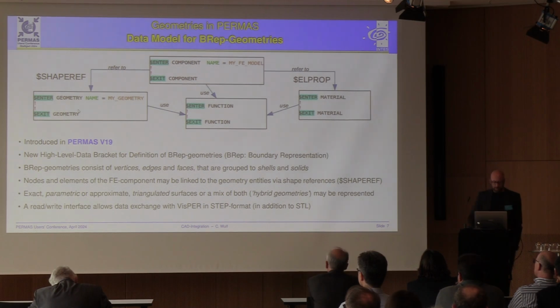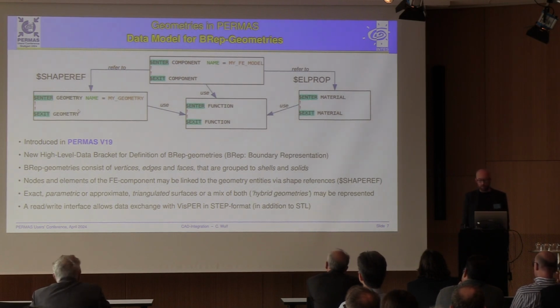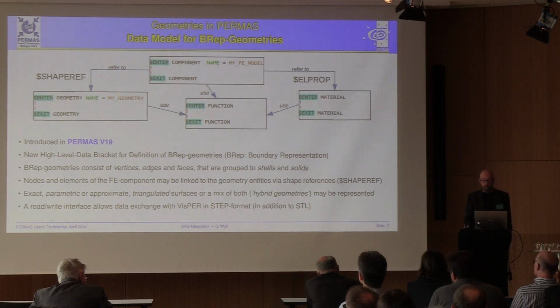Now, these boundary representation geometries consist typically of topological elements like vertices, edges, and faces that are then grouped to shells and solids. The most important thing why we did this integration of a data model for geometries in Permas is that we are able to link the entities, nodes, and elements of the FE component to the entities of the geometry. These are so-called shape references. This is directly comparable to what you're doing when you link the elements of the FE model to material properties.